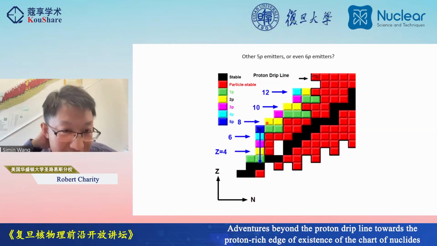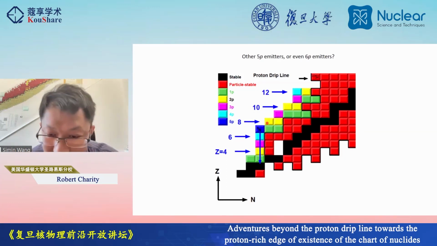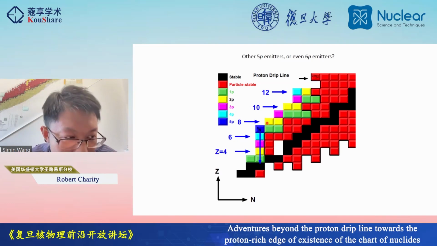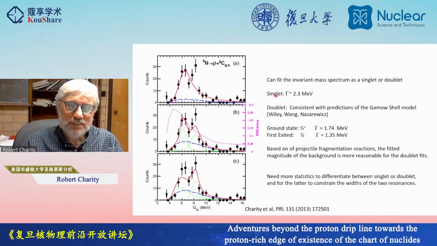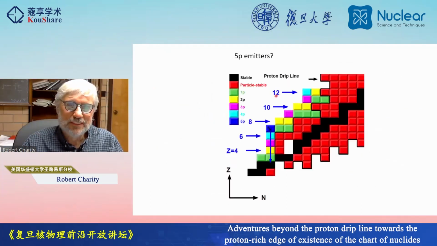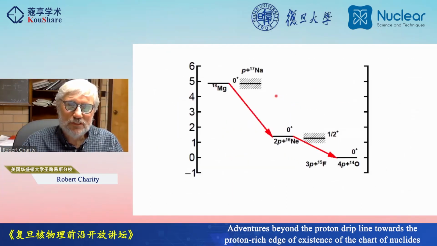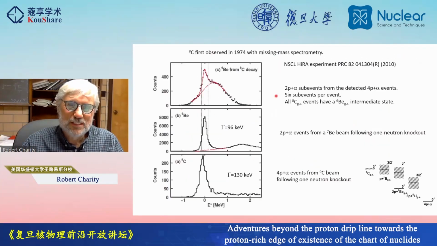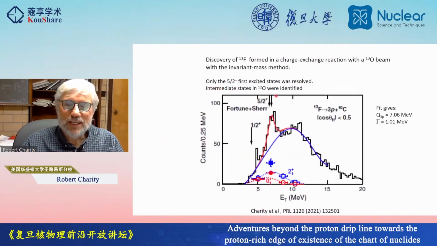May I ask, for fluorine 13, you mentioned the spin. How do you assign the spin, and why are you sure it's not the ground state but the excited state? Well, it's just based on a theoretical prediction. So we don't know, of course, from the experiment. Where is it? Yeah, so this is it here.